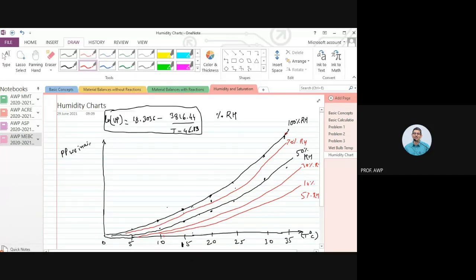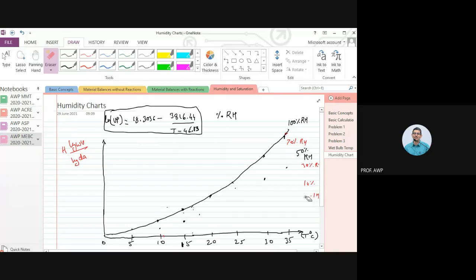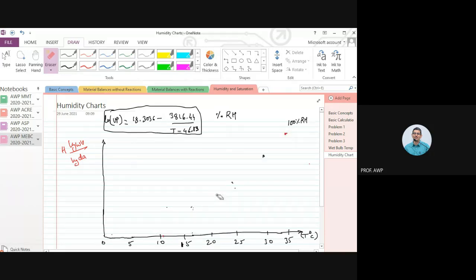Now, rather than plotting partial pressure, we don't want to find or plot partial pressure. We would rather plot humidity in terms of kgs of water vapor per kg of dry air. So we will not plot points corresponding to partial pressure or vapor pressure. Every point we will convert into humidity and then plot.